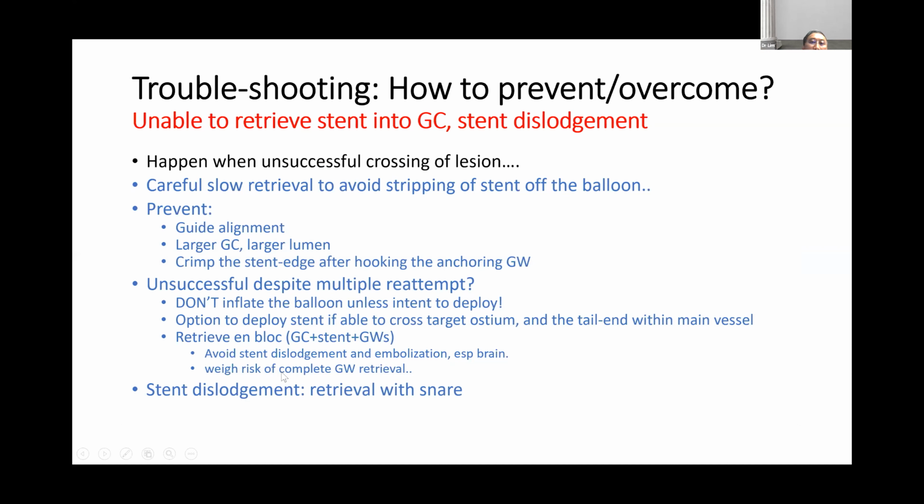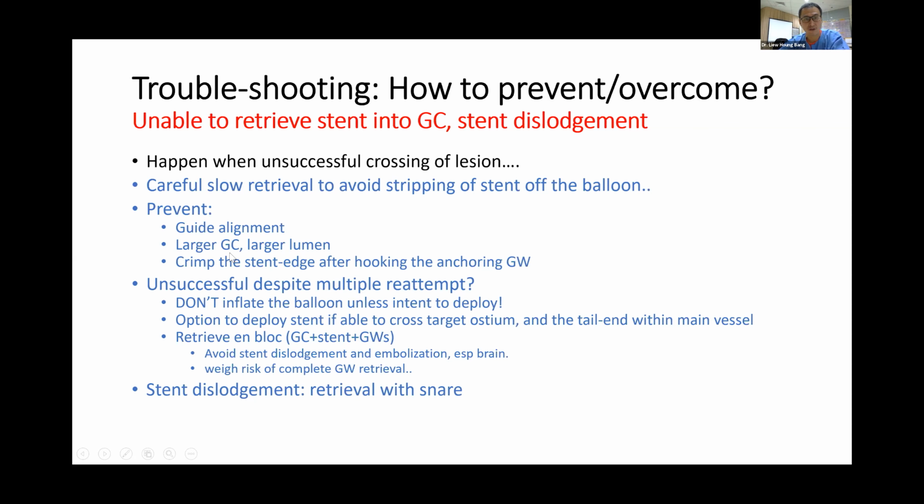Okay, another problem. Unable to advance, no choice, we have to retrieve. And then unable to retrieve. Usually, if people are not careful and pull too hard, you strip the balloon off the stent and the stent is dislodged, hanging outside the guide but still on the wire. So it's very important as we do this that we carefully withdraw and don't strip the stent off the balloon. How to prevent this? Try to make sure the guiding catheter is aligned well to the stent as we pull back, not at an angle.